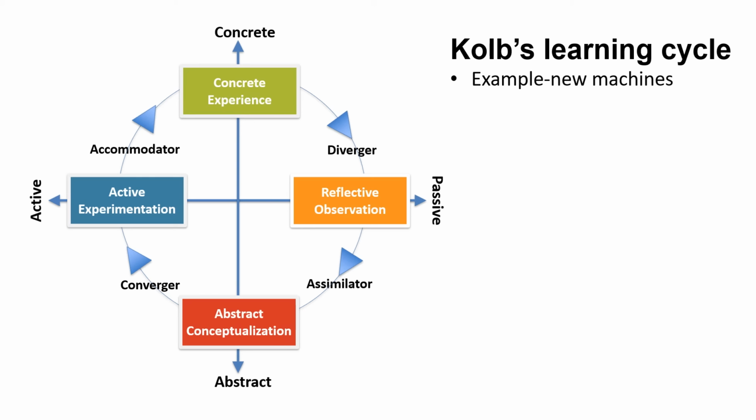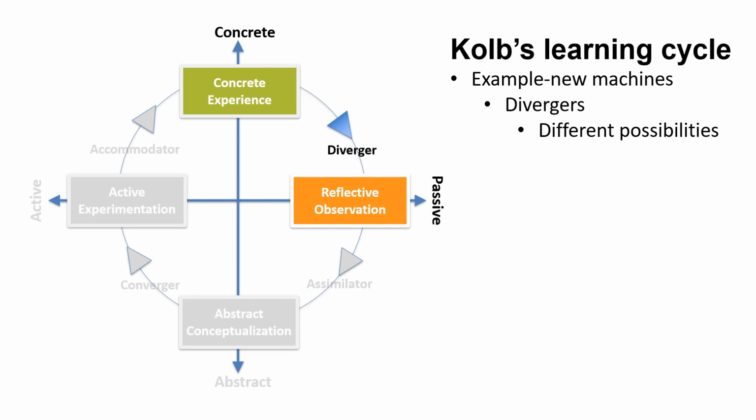You want to order and install new machines into the production line. You have a lot of experienced employees and you are not in a hurry. You find a small team of experienced employees who are divergers. They can, as a team, bring the task from concrete experience to reflective observation. You now have many observations and pieces of information about different possibilities for changing your production line and other machines you can order.